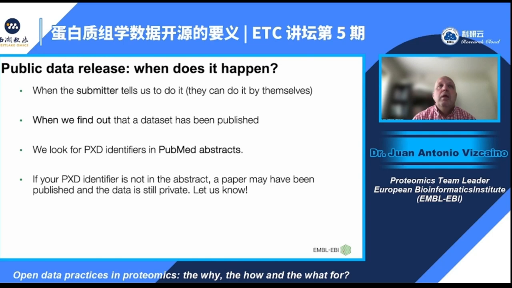So that means that in many cases, we will only find out if the submitter tells us that that's the case. Because sometimes it's really not so easy to find out that a paper has been published and that it contains a data set that is reported in that paper. We can look for PXD identifiers in PubMed abstracts and also in full texts for those articles that are open access, but those are the minority.